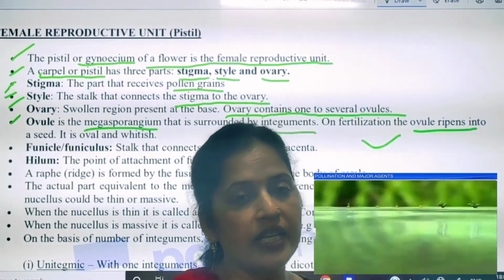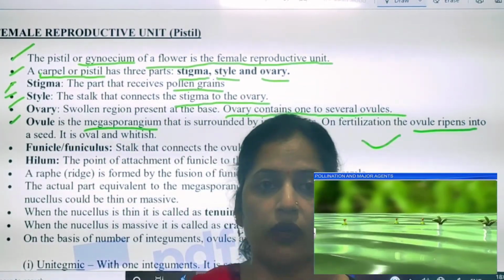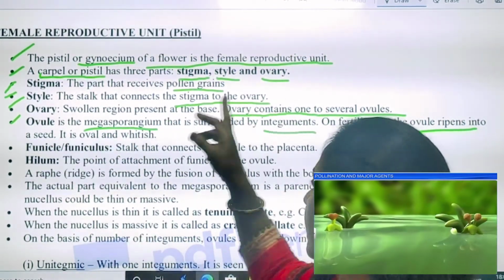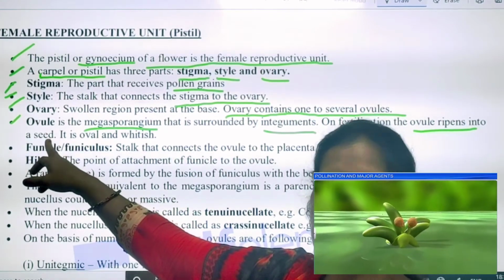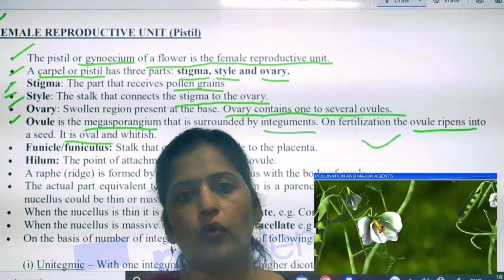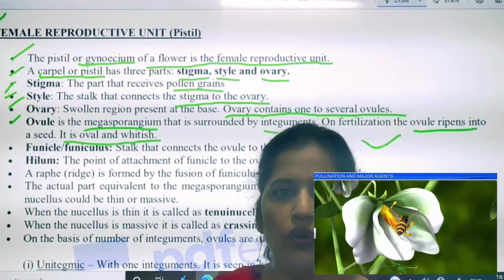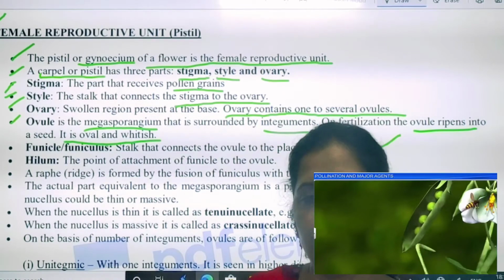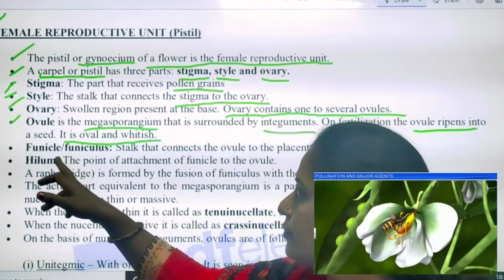और उस टाइम fertilization के दौरान जो ovules होंगे वो ripens हो जाएंगे, और ripens होने के दौरान वो किस में convert हो जाएंगे? They convert into a seed. It is oval and whitish. The shape of the ovules are, they are generally oval, and the color of the ovules are whitish. That means they are whitish in color.